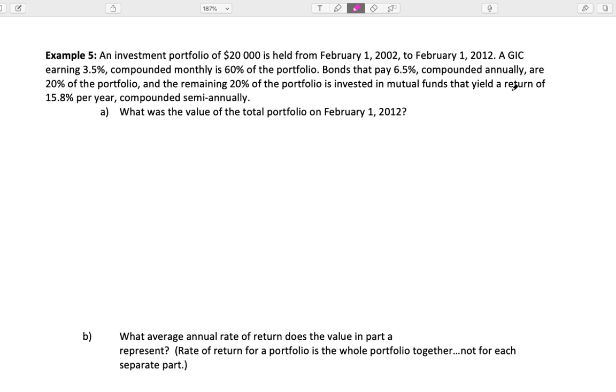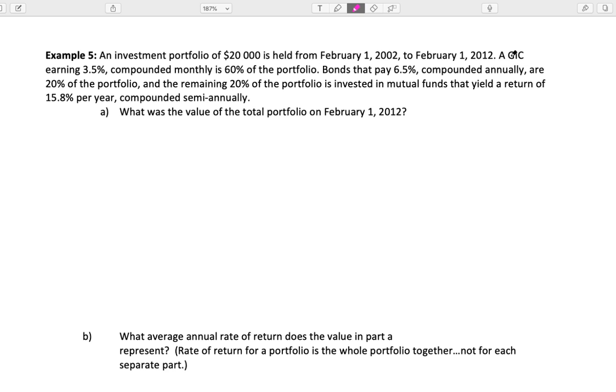Let's look at the last example. Example number 5. An investment portfolio of $20,000 is held from February 1st, 2002 to February 1st, 2012, so over 10 years. I'm going to take out a highlighter and highlight different investments. What we're going to try to do is compare 3 or 4 investments in this, and then aggregate them or put them all together.